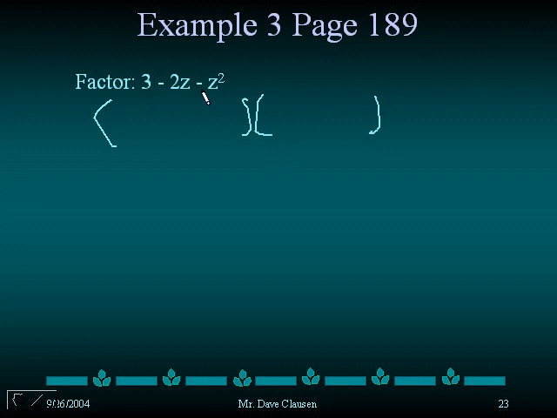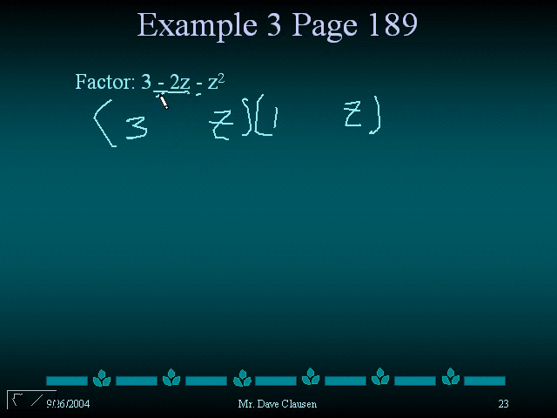If we list, well, let's start with a coefficient of 1 here. Z squared can only be z times z. Since we're doing it backwards, z will be in the last position. The signs are going to be one of each, but I'm going to put that in last because 3 can only be factored as 3 times 1.